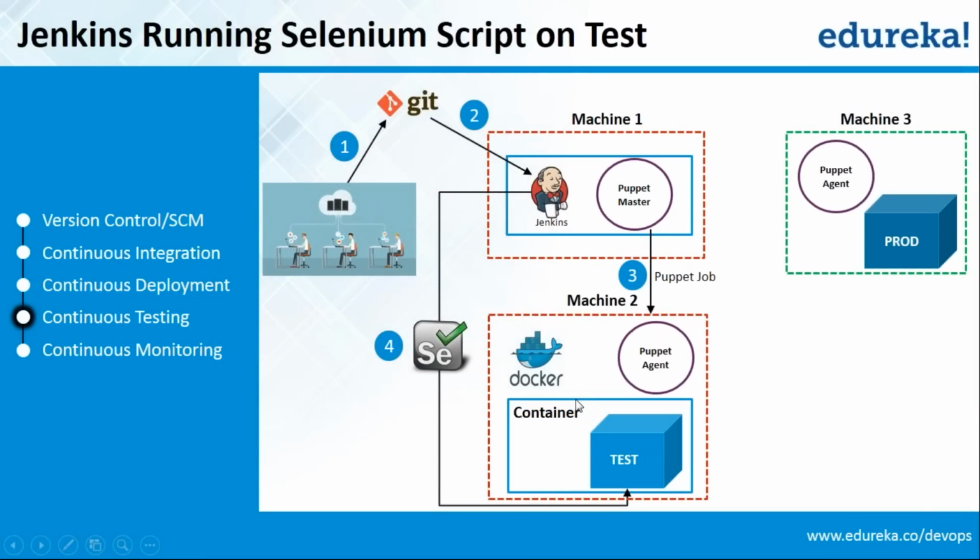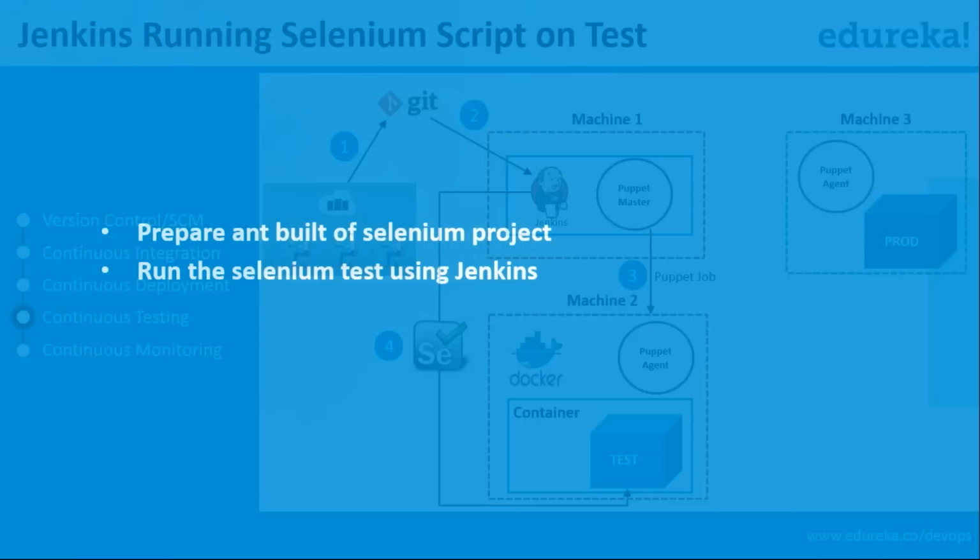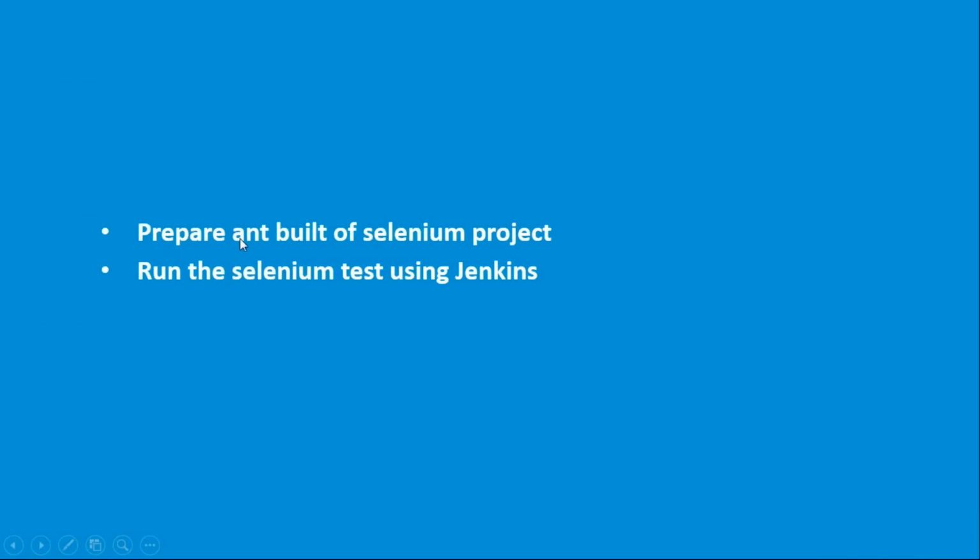Now once your application is running inside a Docker container, you can run your Selenium script on it, okay, using Jenkins. So what we will do is prepare an ant build of the Selenium project. I will just quickly show you my Selenium project. It's a Java project, and I will be exporting it as an ant build. And then I will be running a Selenium test inside Jenkins. Let me show you how to do that.